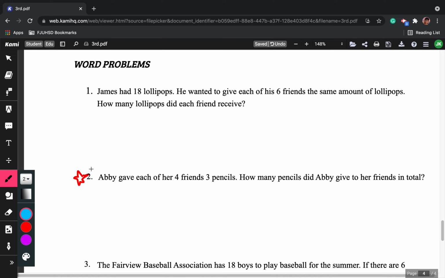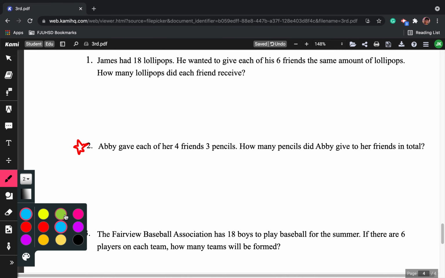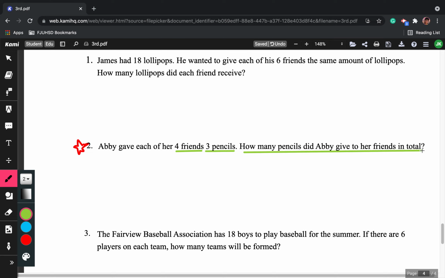Okay, last example, I'm going to do a word problem. What I basically do is that I underline important information like keywords, basically words to tell which operation you're going to use, like addition, subtraction, multiplication, division, and the numbers, and how much, or what we need to do. So Abby gave each of her 4 friends 3 pencils. How many pencils did Abby give to her friends in total?